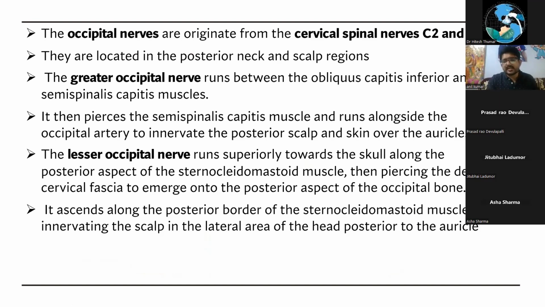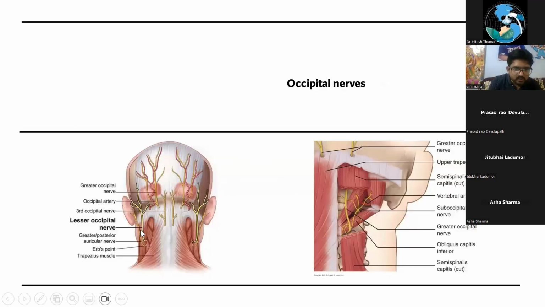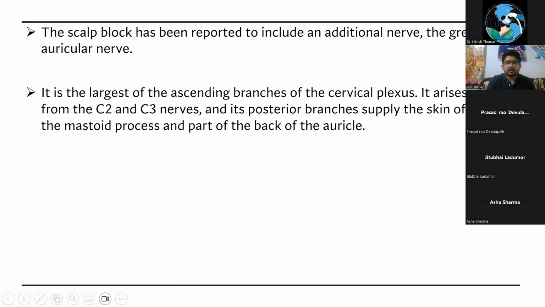As well, the lesser occipital nerve runs superiorly towards the skull along the posterior aspect of the sternocleidomastoid muscle. Here the lesser occipital nerve passes along the posterior aspect of the sternocleidomastoid muscle, enters the posterior part of the scalp and supplies the posterior aspect of the scalp. The scalp block has been reported to include an additional nerve called the great auricular nerve. The great auricular nerve is the largest trunk of the ascending branches of the cervical plexus. It arises from the C2 and C3 nerves. Its posterior branch supplies the skin of the mastoid process and part of the back of the auricle.